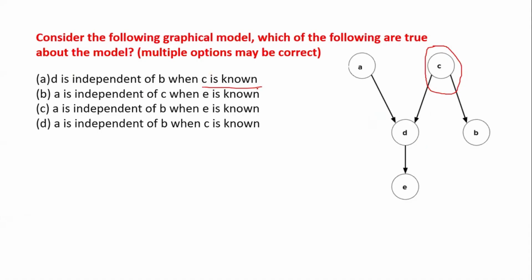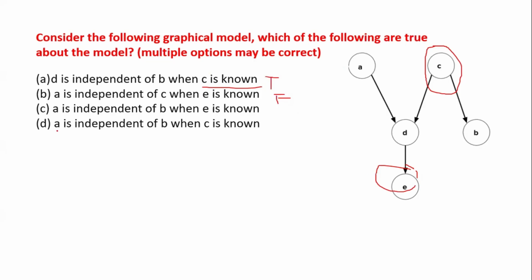So it is true. Next, A is independent of C when E is known. It is false, because even if we remove E, A is still connected with C by this D. So this is false. Now, A is independent of B when E is known. That means when we are removing this E, A is dependent on B.